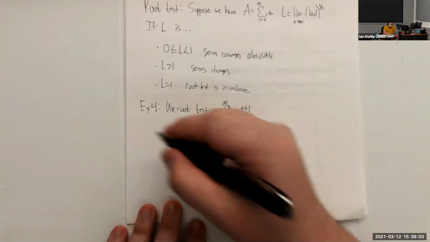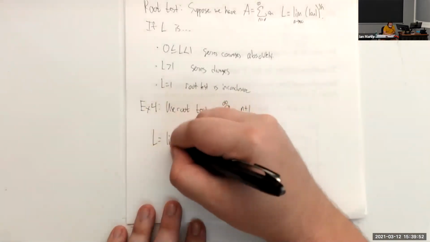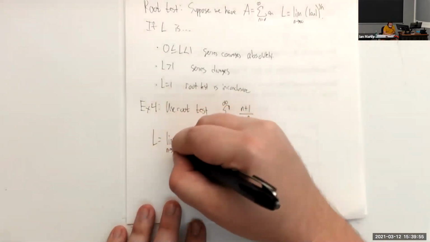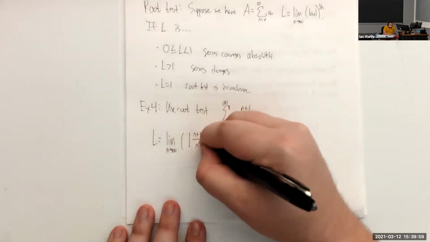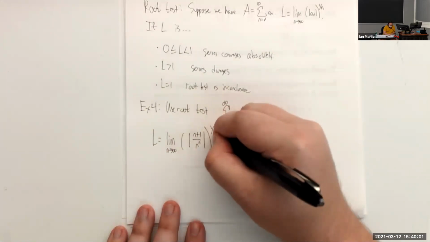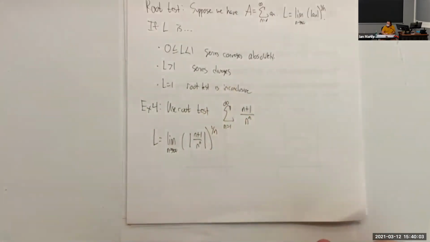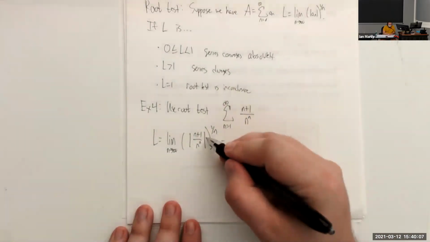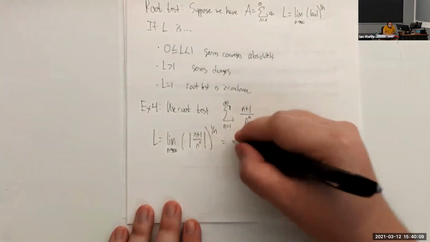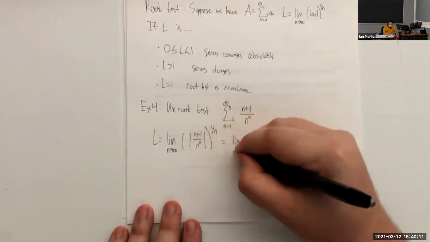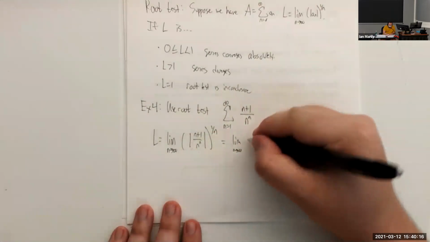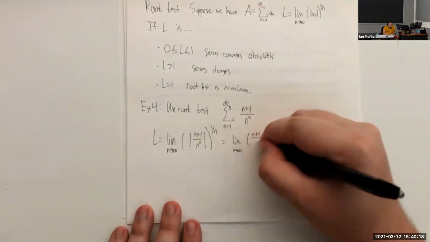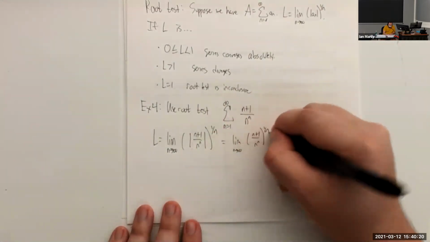All right, so let's compute our limit here. We have the limit as n goes to infinity of the absolute value of (n plus 1 over n) to the n, raised to the 1 over n. Everything in here is positive, so once again, we can get rid of that. Don't forget about these absolute values, though. These will be important in the next lesson. So we have (n plus 1 over n) to the n to the 1 over n.